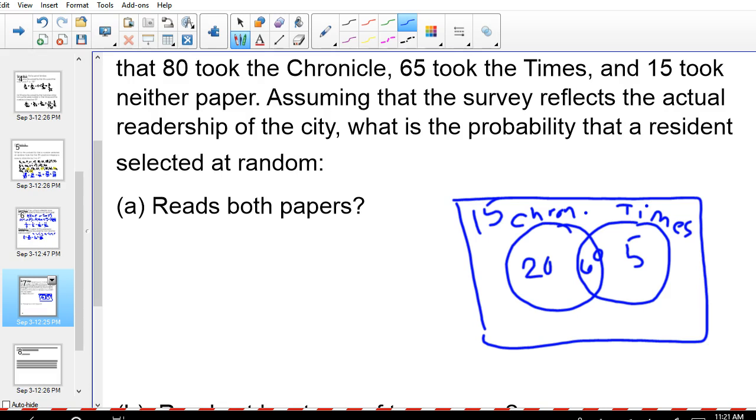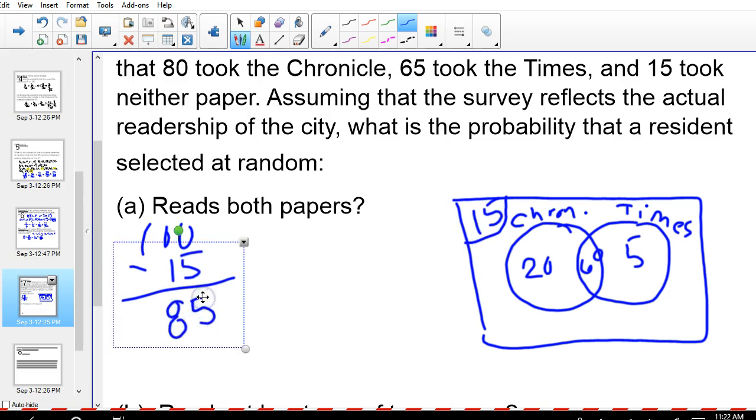Okay, so when you're doing these, they are confusing. I agree. But what you want to do first is subtract out anybody that doesn't take either one, if there are any. So we start with 100%, but you always start with 100% no matter what you're doing. In this particular case, there's 15% of the city that don't take either one, so they're not really included. They're over here in a corner somewhere, right? So we subtract that 15 to begin with, and we've got 85% to deal with.